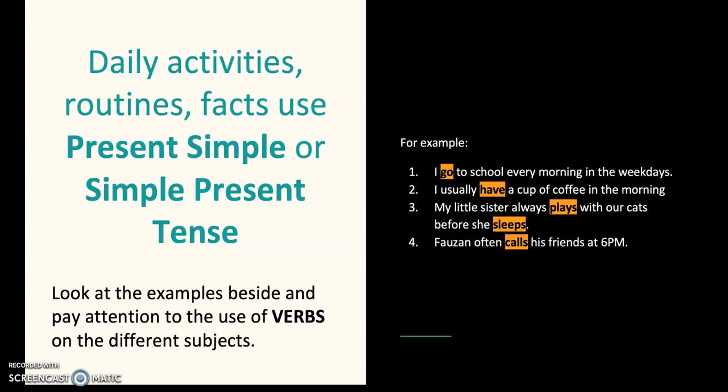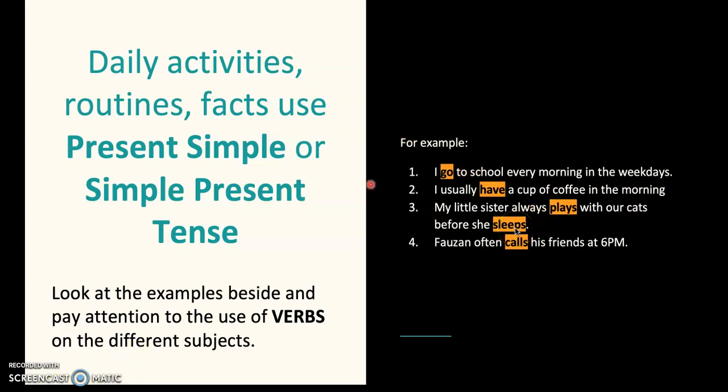For example, number one, I go to school every morning on weekdays. Number two, I usually have a cup of coffee in the morning. Number three, my little sister always plays with our cats before she sleeps. And number four, Fauzan often calls his friends at 6 p.m. You also need to pay attention to the verbs here: go, have, play, sleeps, and calls. You can see that some of the verbs have s, and some others are without s.